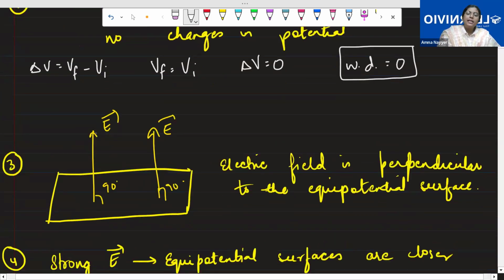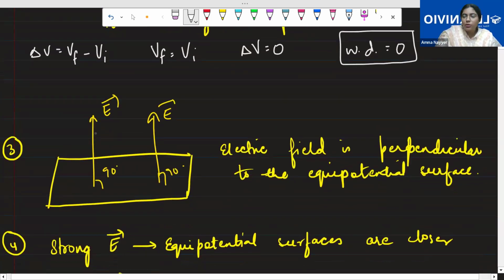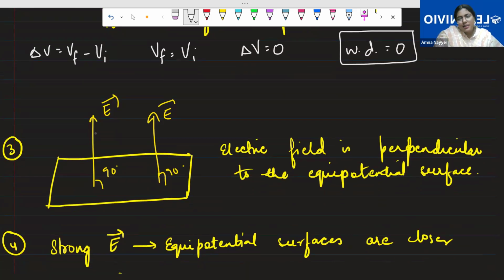Third property is that electric field is always perpendicular to the equipotential surfaces. See, why are we discussing all these points? Somewhere it can be used, somewhere it cannot be applied. We are studying these things in such a sequence because sometimes the questions have come. Define equipotential surface. Drawing equipotential surface comes a lot. The most common question is drawing the equipotential surface. Rarely the properties come, but drawing comes often.